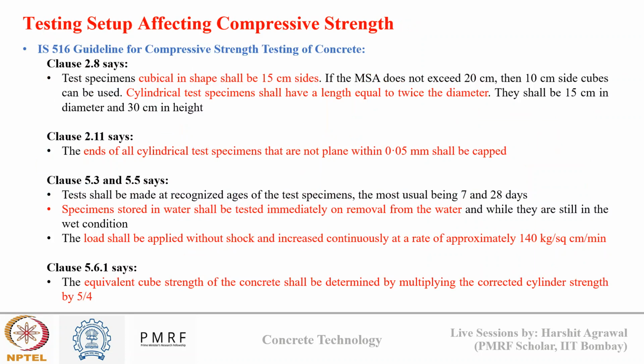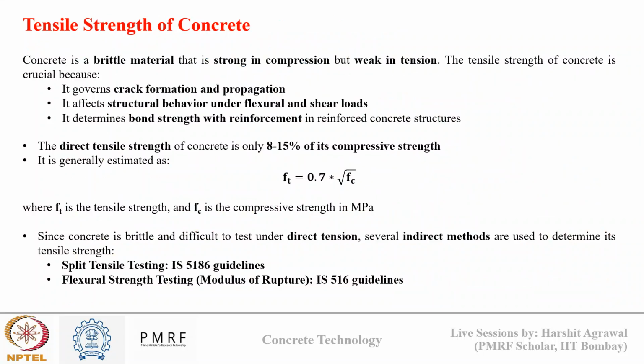Then, apart from the effect of different concreting elements on the compressive strength, we saw how testing setup and sample dimension can also affect the strength of concrete. We saw how specific requirements in IS 516 for compression testing, like sample shape, sample dimension, loading rate, moisture content, and capping material, affect the compressive strength. And finally, we talked about tensile strength of concrete and the different ways in which indirect tensile strength can be determined: split tensile testing and modulus of rupture testing.